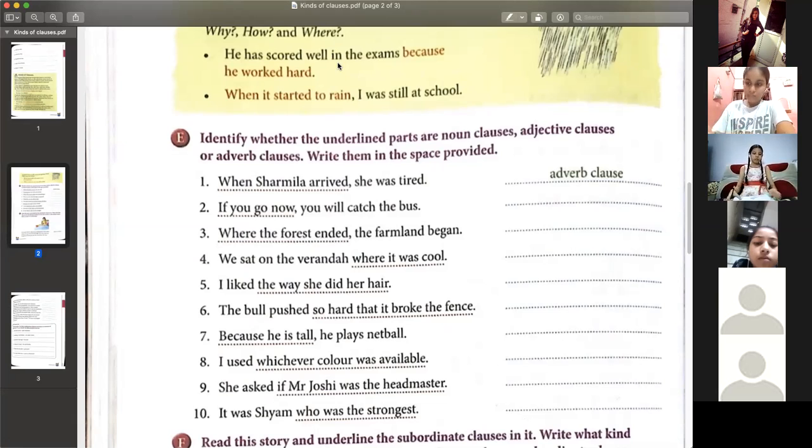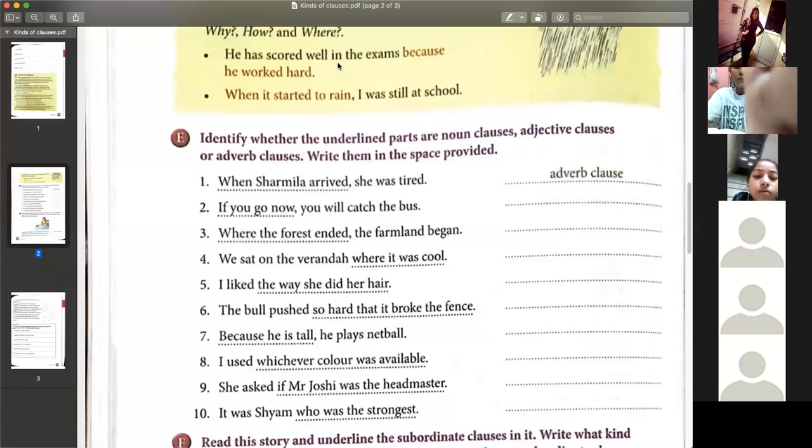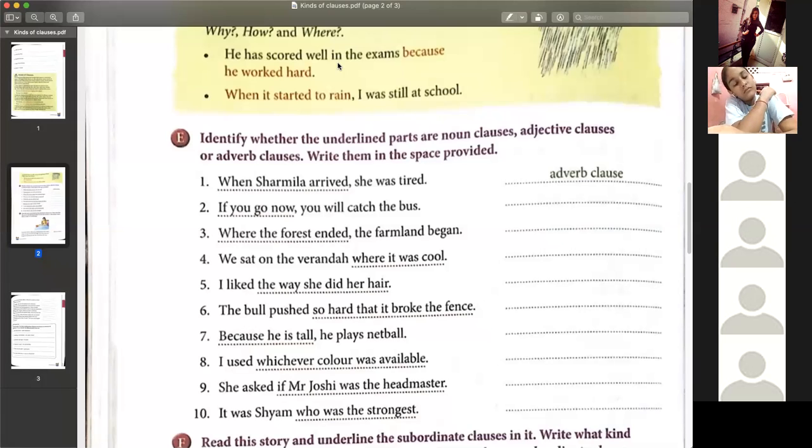The way she did her hair. There is no adjective, Priyanshi, in this. The way she did her hair. Yes, Ayush. Ma'am, the answer is noun clause. Noun clause. Excellent. The bull pushed so hard that it broke the fence.